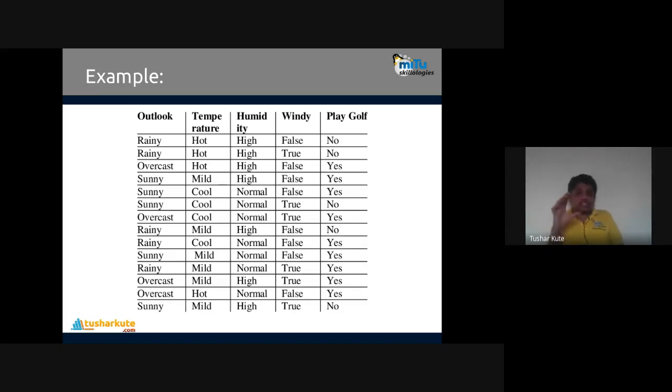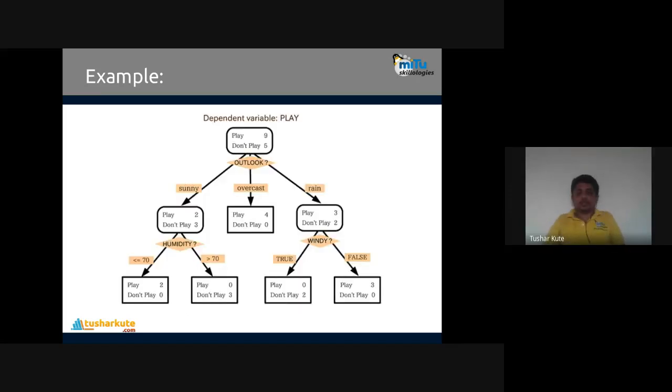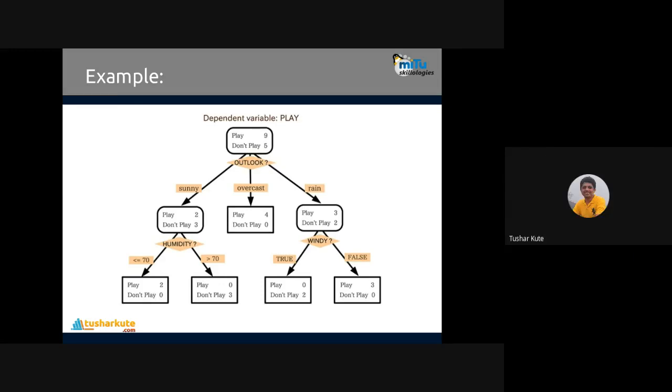Now we will build a tree on that and we'll see the statistical methods behind it, how it is identifying this particular result. My dependent variable is play. This is a perfect tree built from that. In total, you can check it, 14 data entries are there, 9 plus 5. This is the dependent variable play.